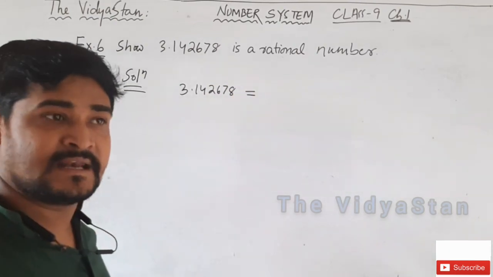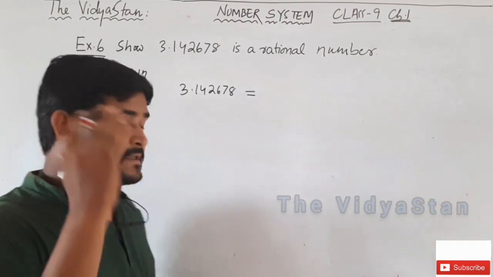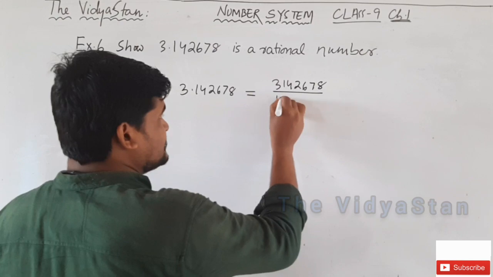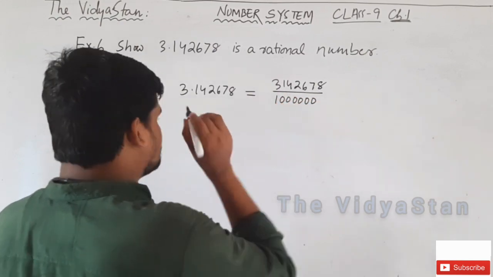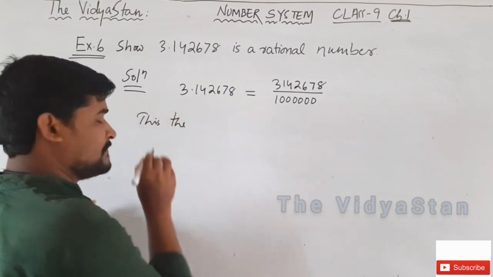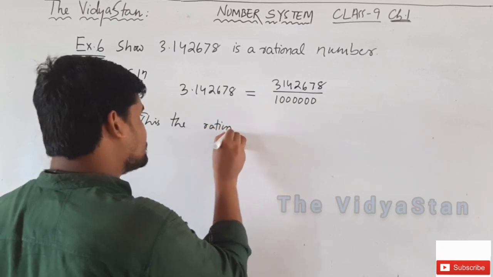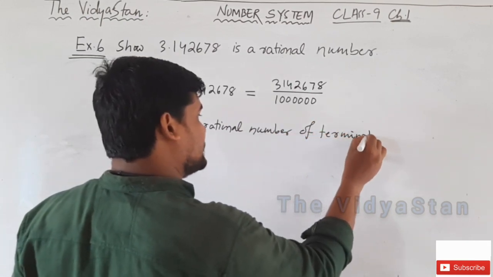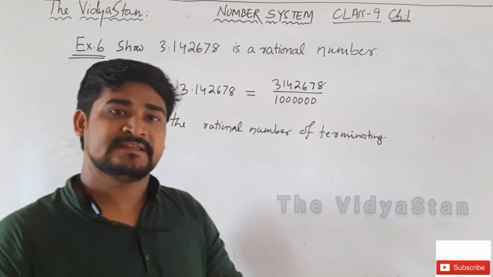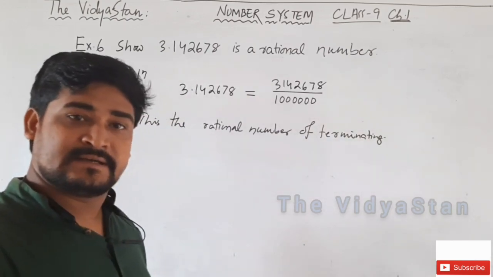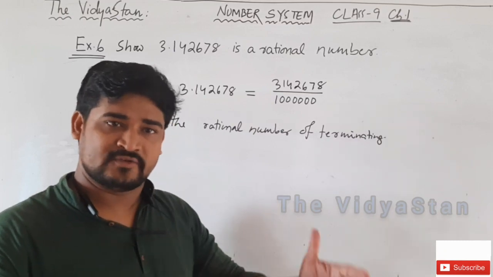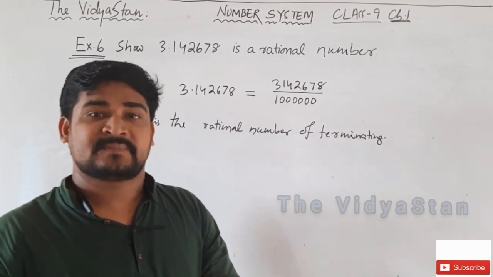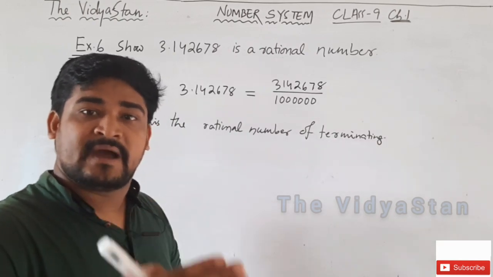As we know that rational number is expressed in the term of P by Q. So here 3.142678 divided by 1.000000. So this is the rational number of terminating. Now question is that it is very easy to convert terminating decimal expansion into its rational form, yani P by Q form. Now we will know how to convert non-terminating repeating decimal expansion into its rational numbers, yani P by Q form.